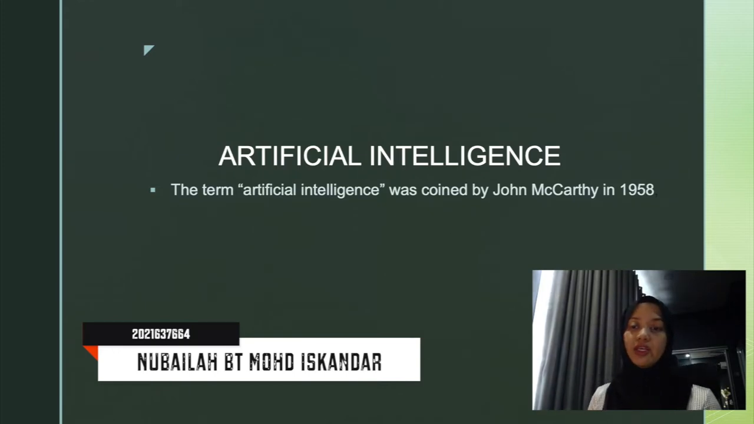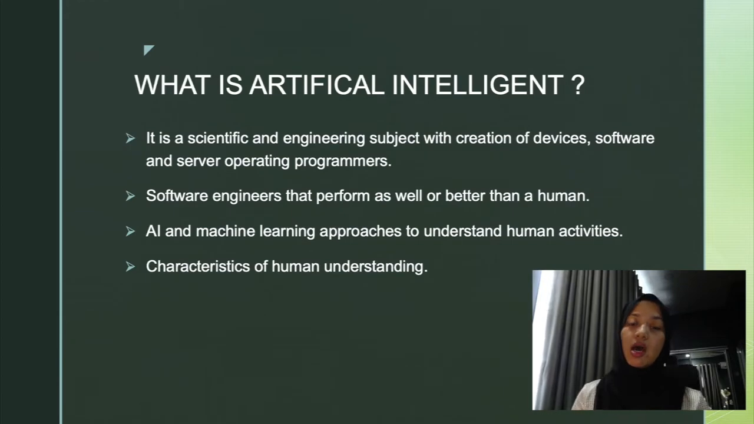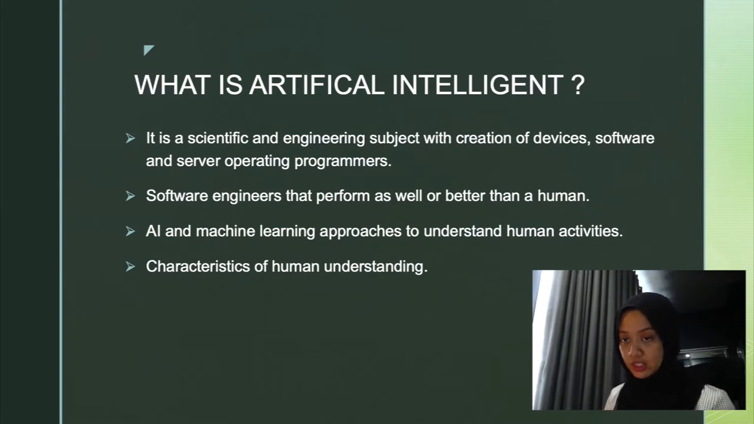Artificial intelligence was coined by John McCarthy in 1958, or the short form is AI. And what is artificial intelligence? Artificial intelligence is software that can perform tasks that normally require human intelligence. It is the simulation of human intelligence processes by machines, especially computer systems.